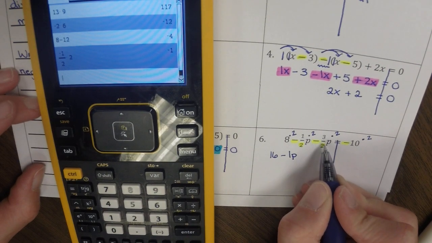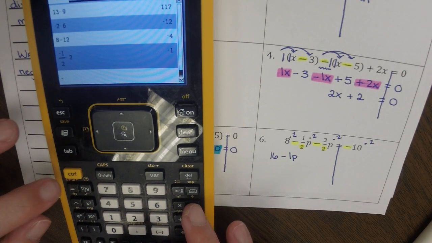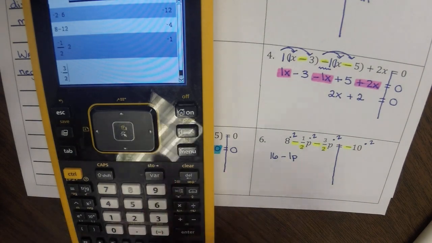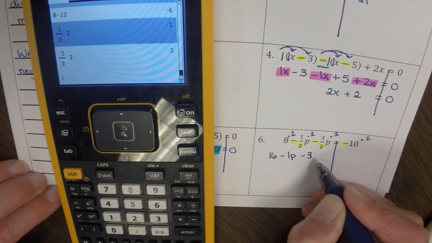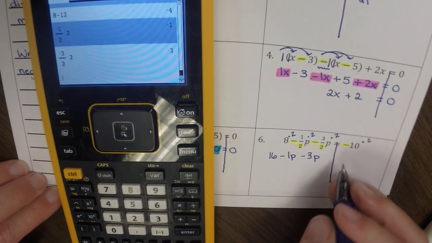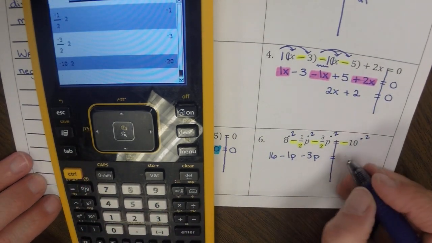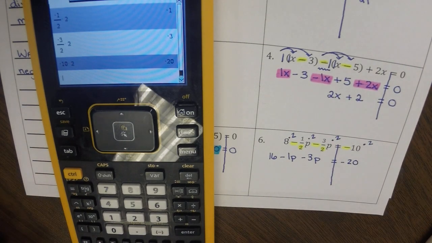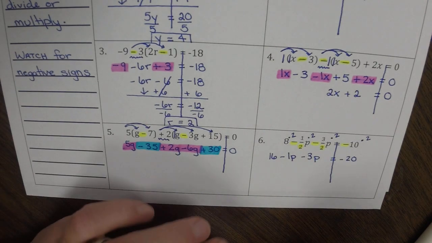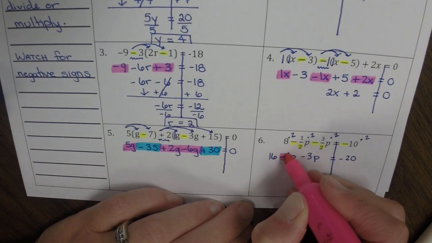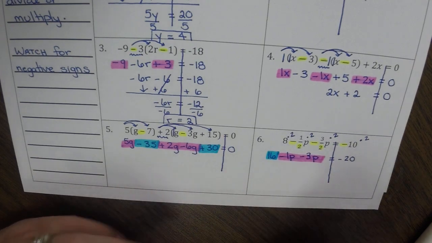Then this is -3/2 times 2. So same thing, negative, control divide, 3/2, and then times 2, and it gives me -3p. So now I've gotten rid of all the fractions. And then on this side, -10 times 2 would give me -20. So now you're ready to follow the rest of your steps. Again, I'll highlight, but I want you to finish the problem. So here is -1p minus 3p, and then this is your 16.